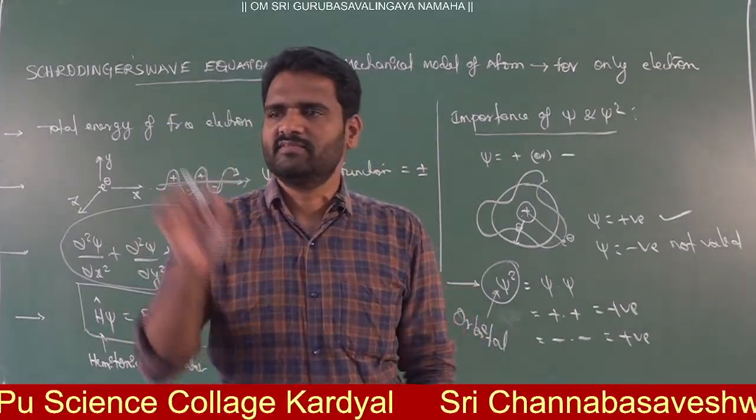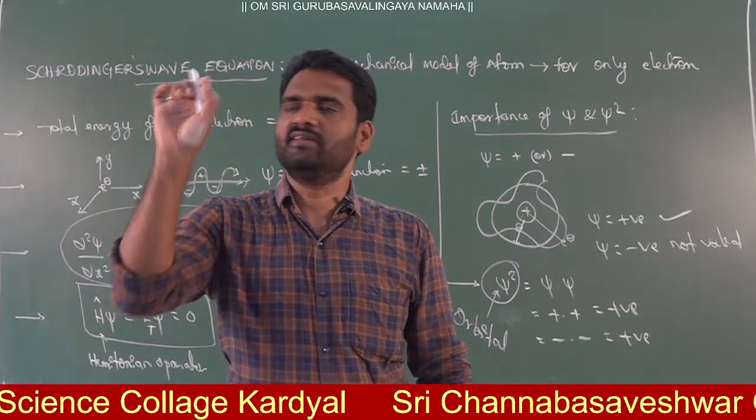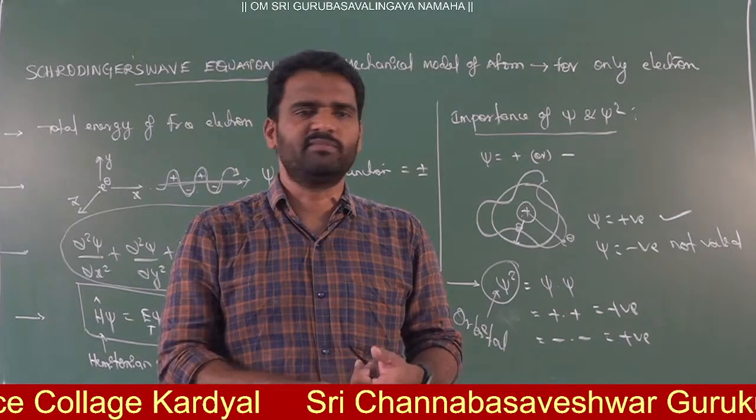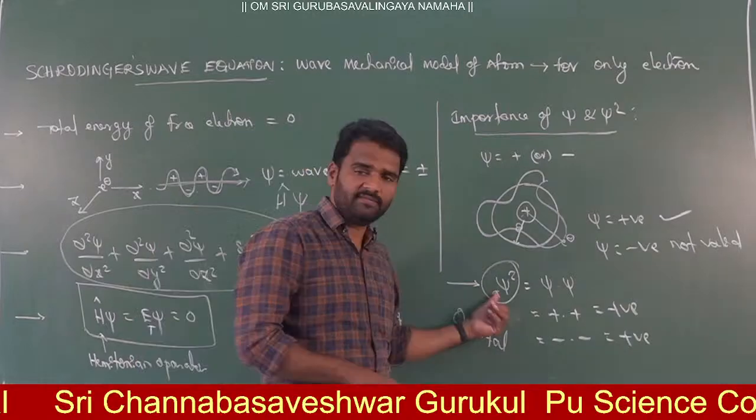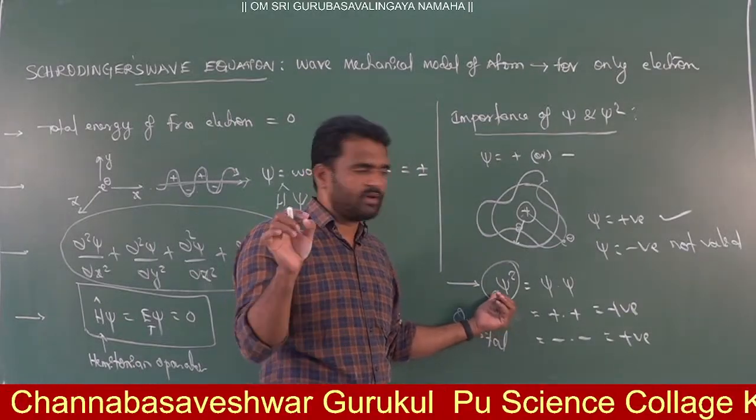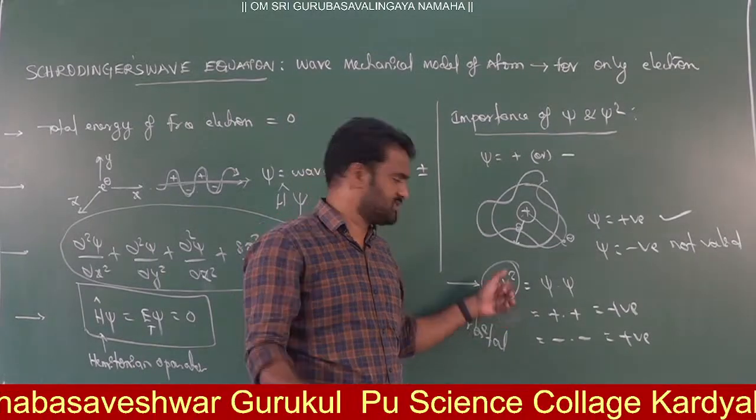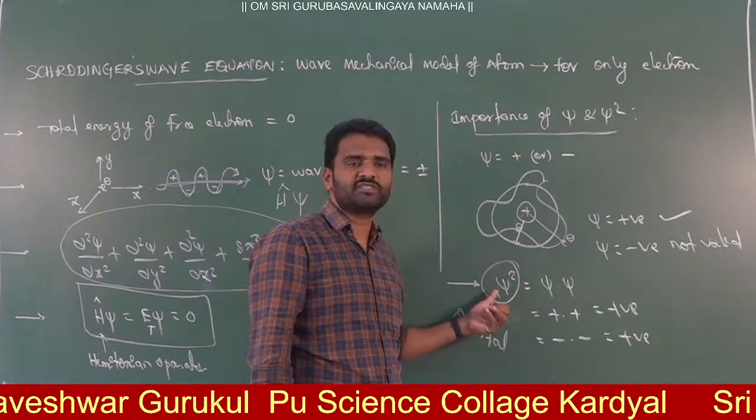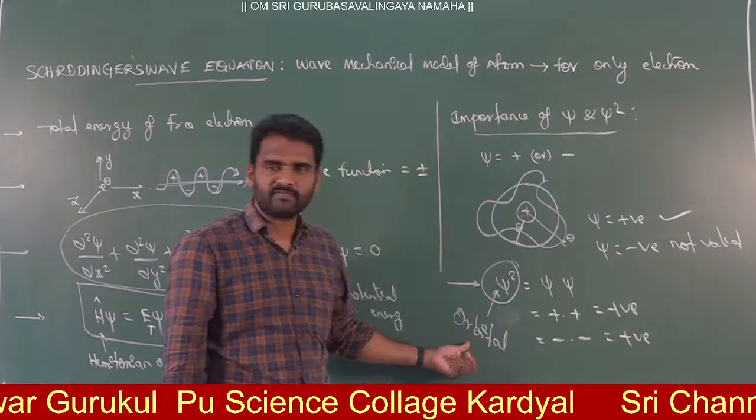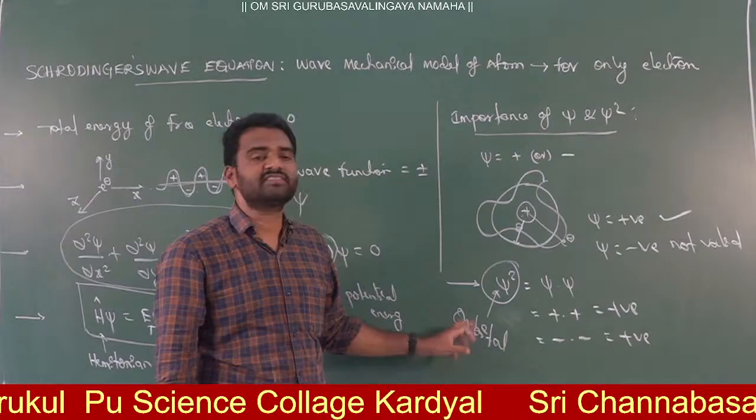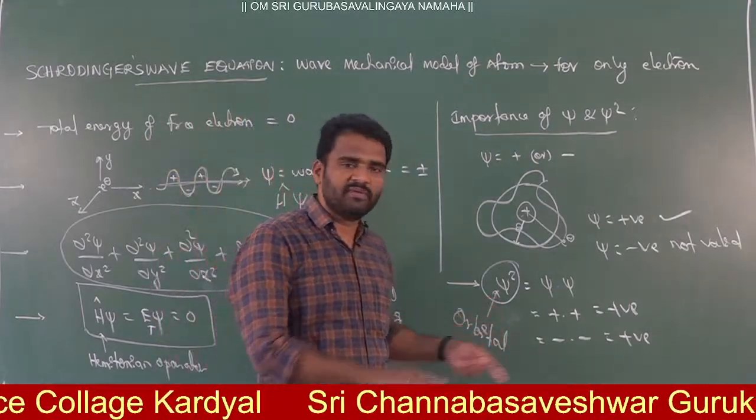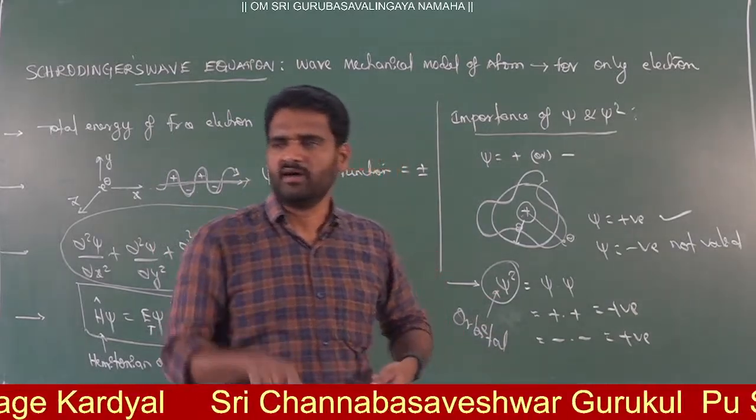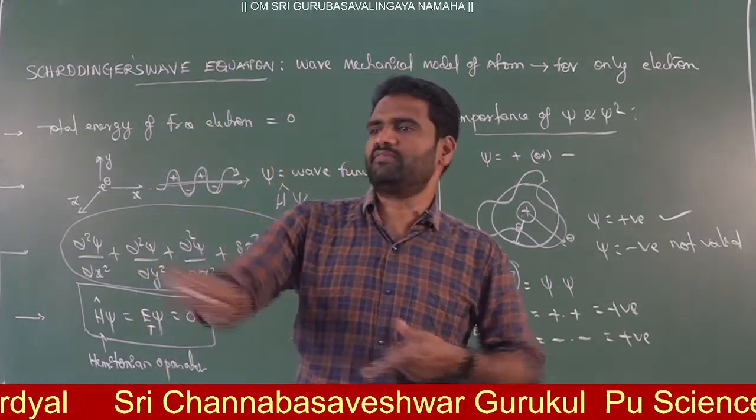There are orbits, and in the orbits there are suborbits like s orbital, p orbital, d orbital, f orbital. Electron is present in the orbitals. So what is the probability of finding an electron? Psi square. Another name for psi square is orbital. We write this orbital representation in the form of psi square, and it may be s orbital or p orbital or d orbital or f orbital.